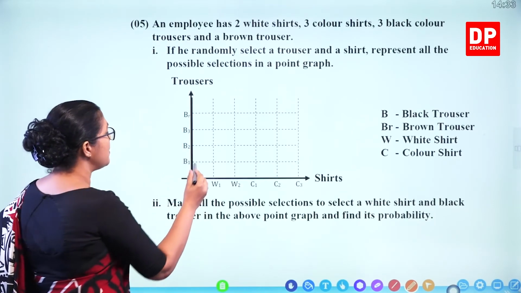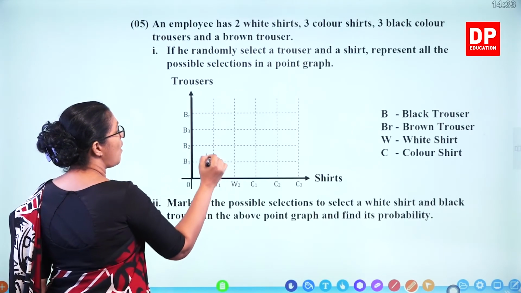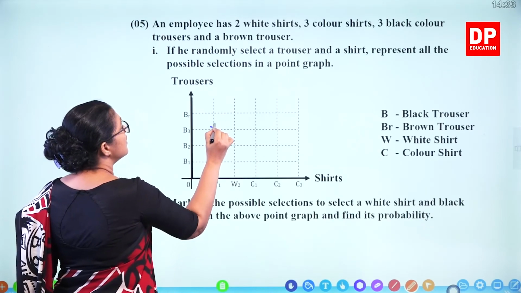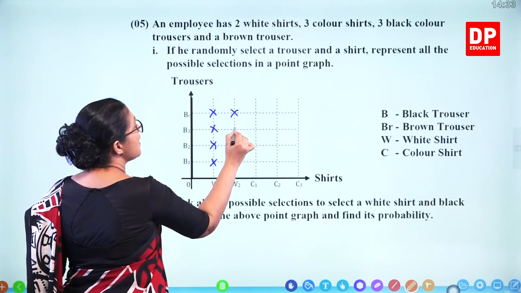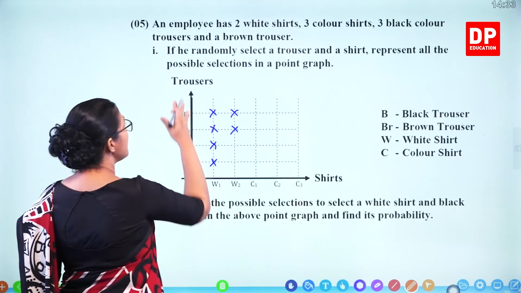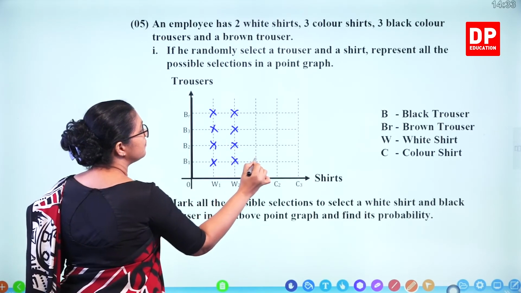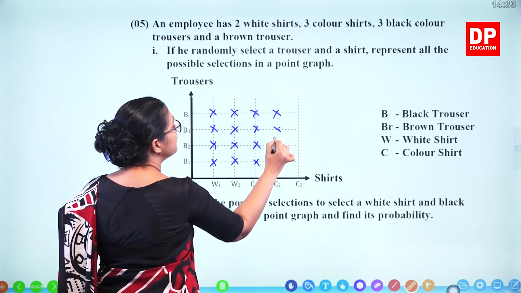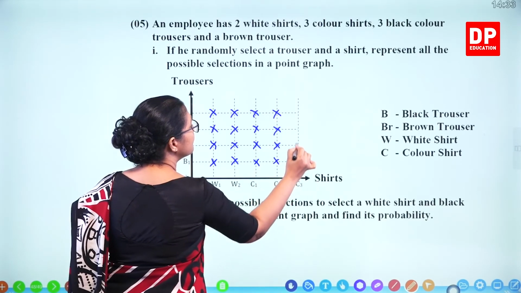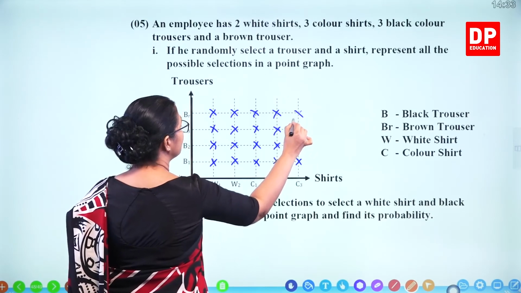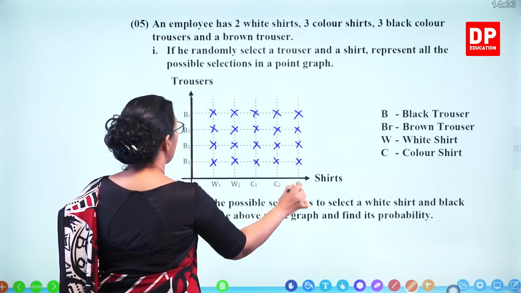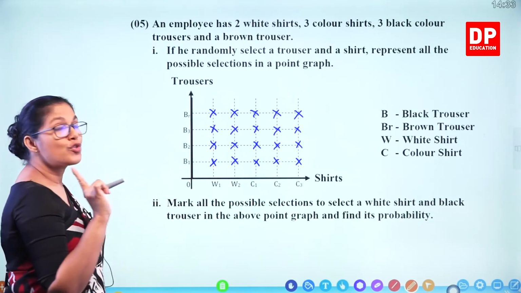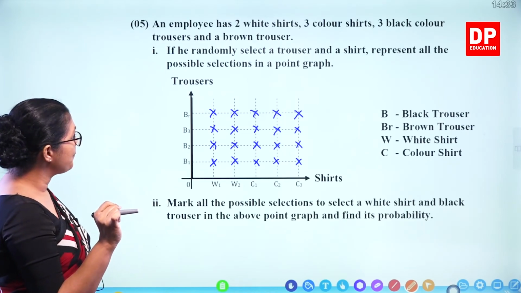So all possibilities we can take, white with black. So all possibilities are there. This side is shirts and this side is trousers. So how many possibilities are there? 2, 3, 4, 5. 5 times 4, 20 possibilities are there.